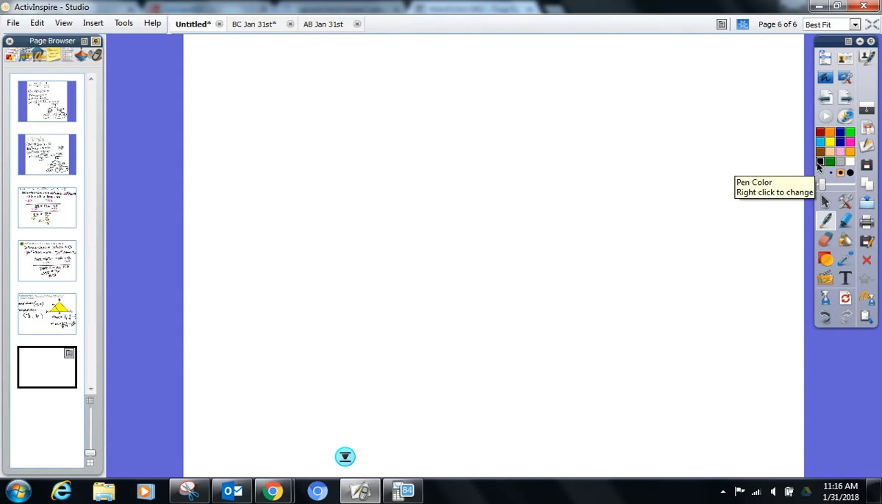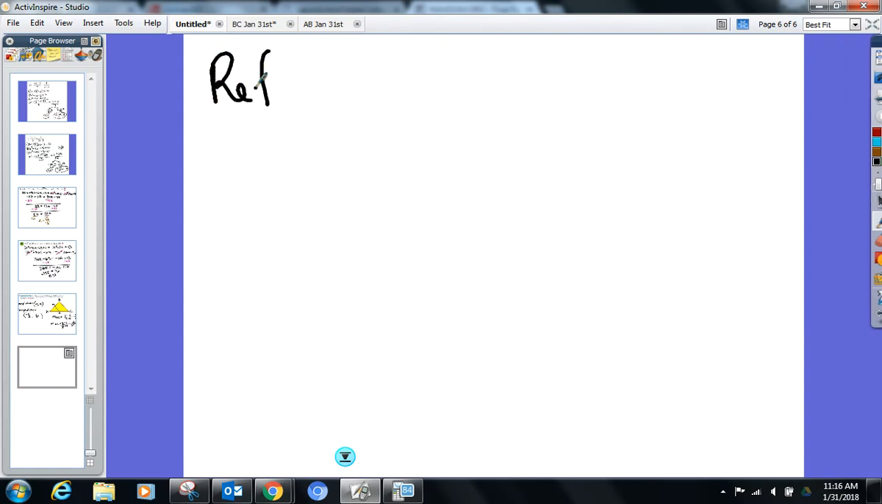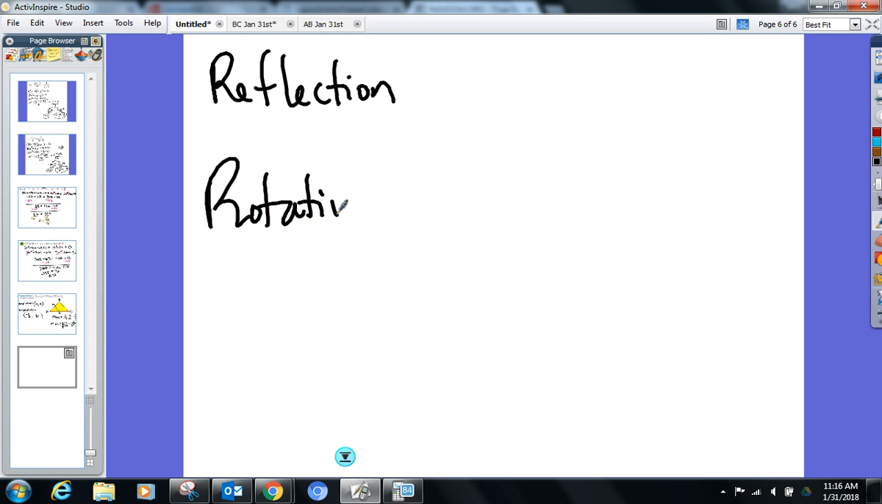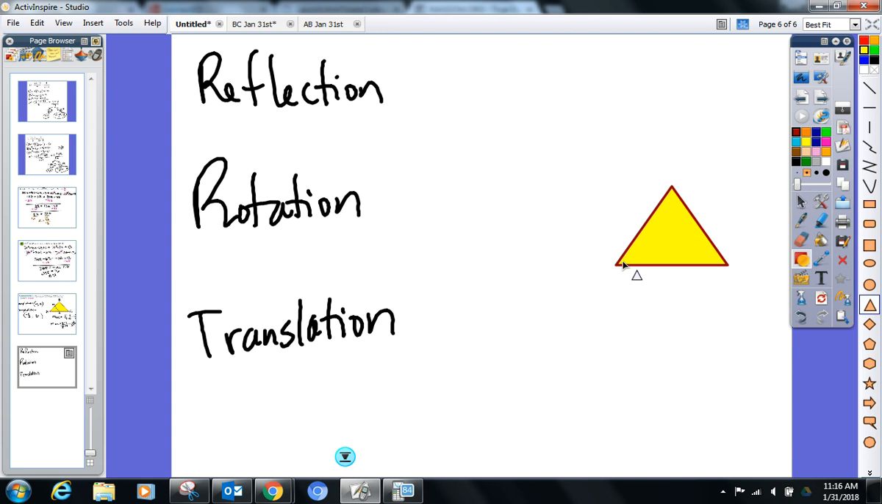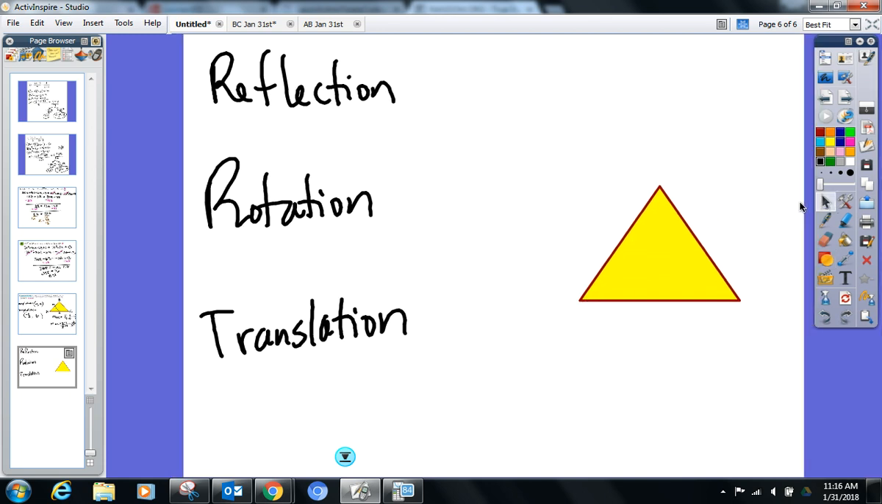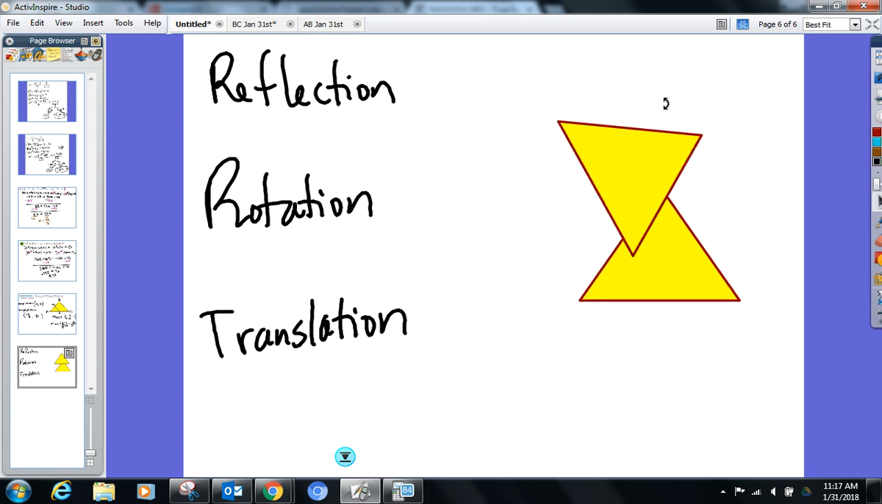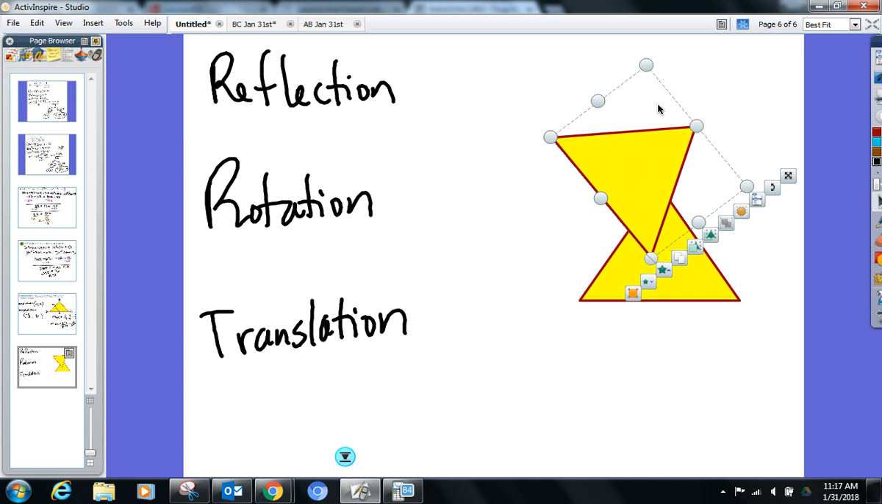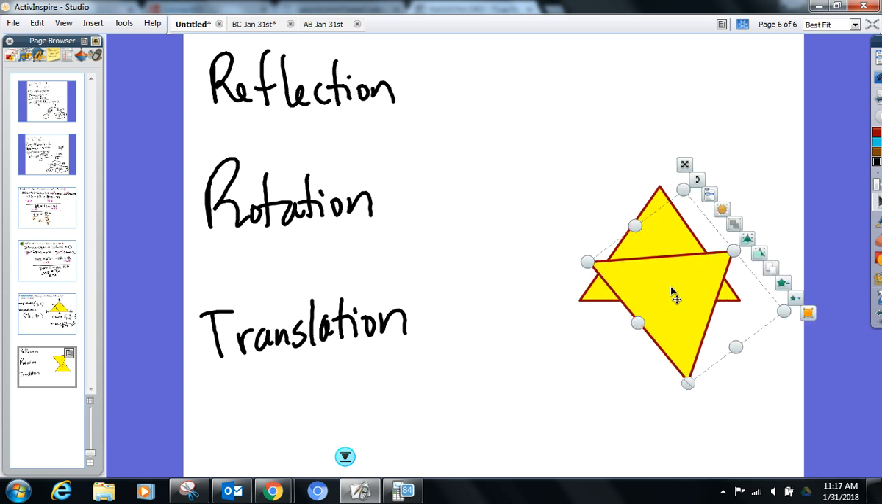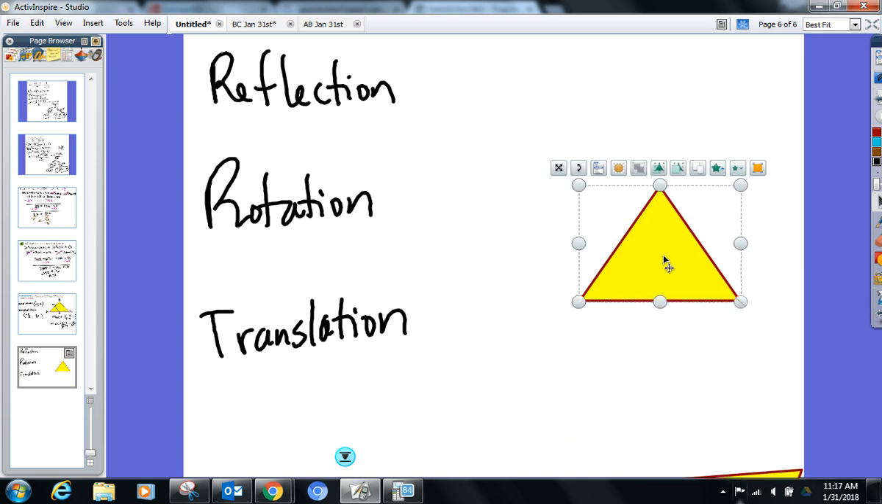Unit 4. I introduced these three terms to you, and here's where we talked about them. If I turn a figure, does it change its size or shape? No. So what did we know about the two triangles? They were congruent. Okay.